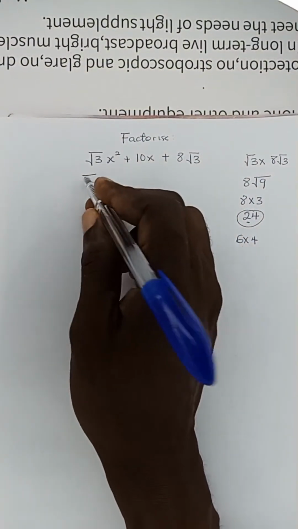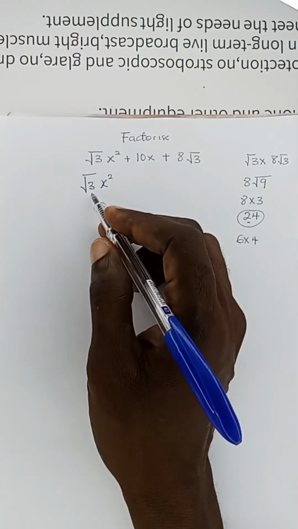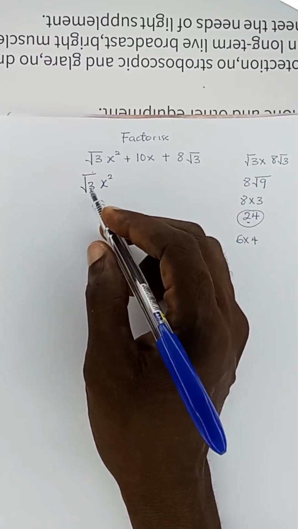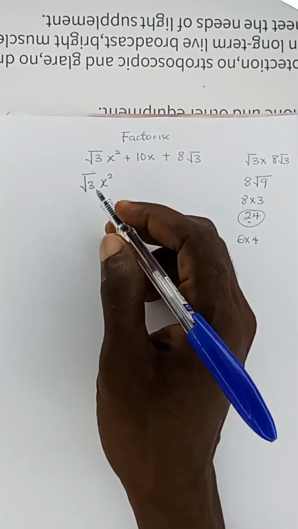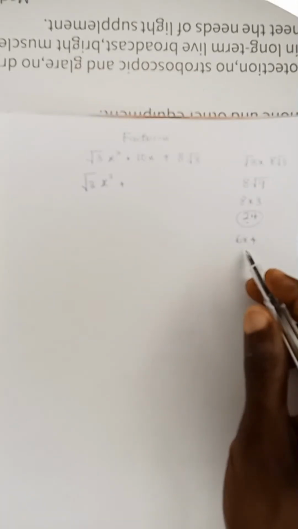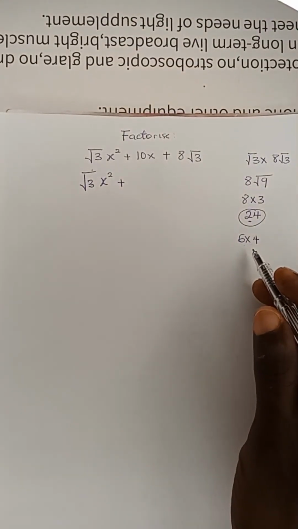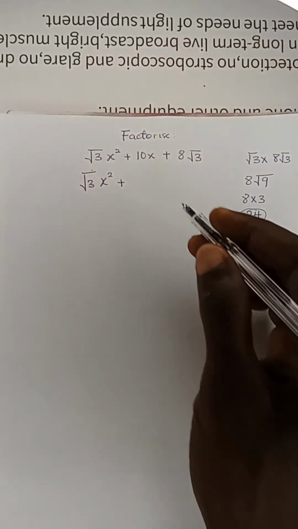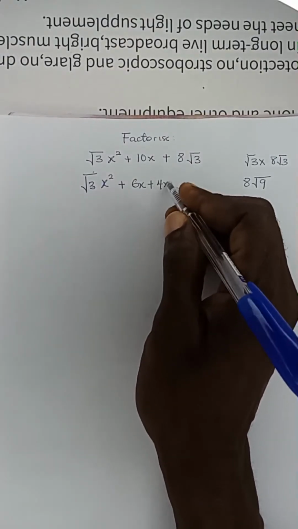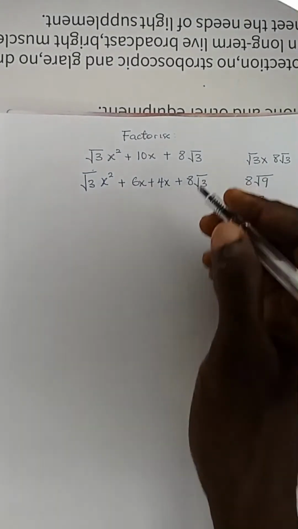So we are going to write root 3 x squared. Now, mind you, this square root does not cover x squared. It only covers 3. Okay, so we have plus, now, don't forget we have 6 times 4. That's the factor we want to use. So we have 6x, then plus 4x, then plus 8 root 3.